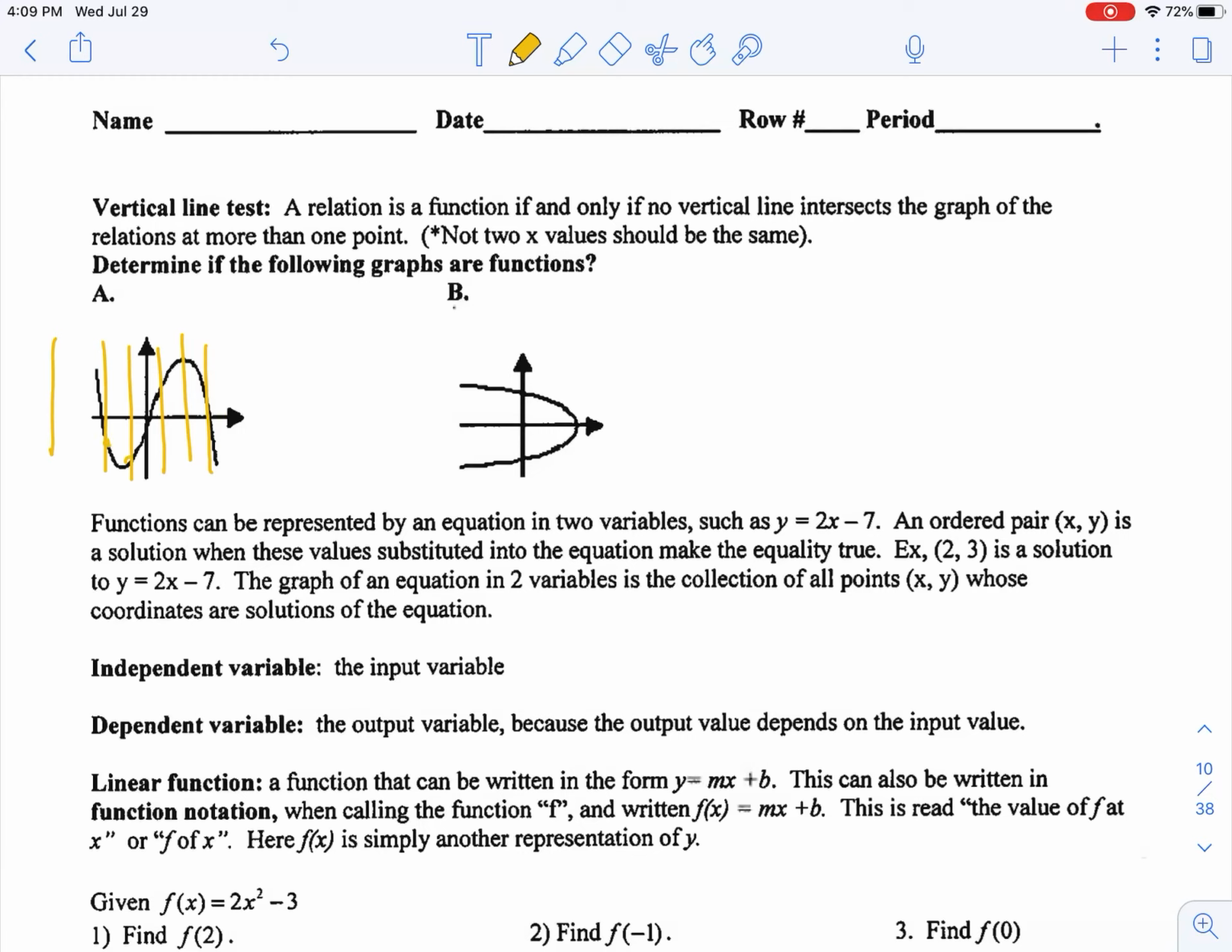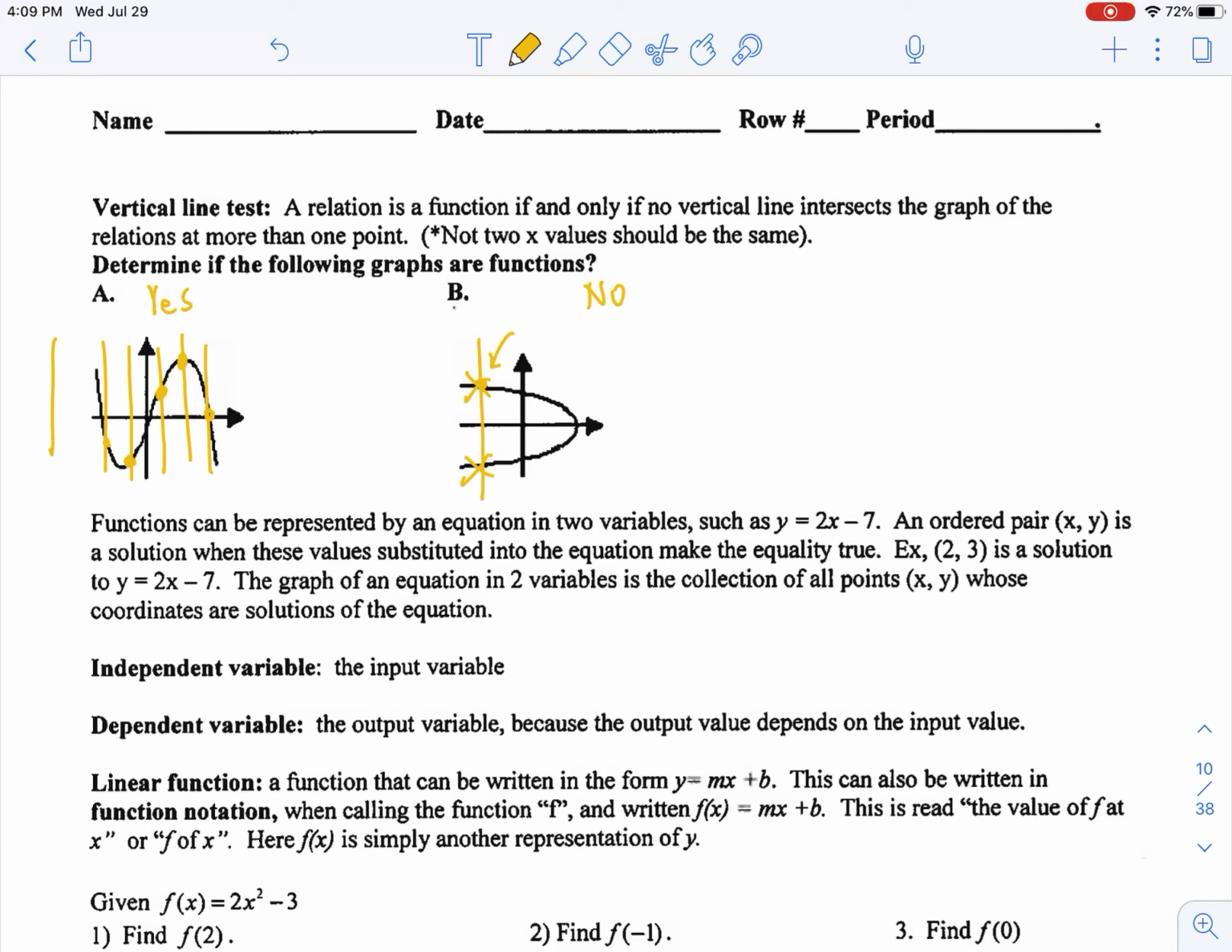So here, because at any one moment in time it only touches a single point on the graph, we would say yes, this is a function, as opposed to if we pass the line through B, we see that the line would hit at more than one point, so therefore this is not a function.